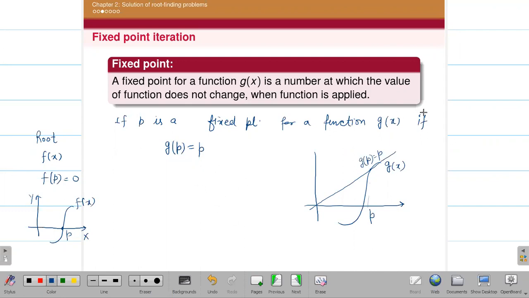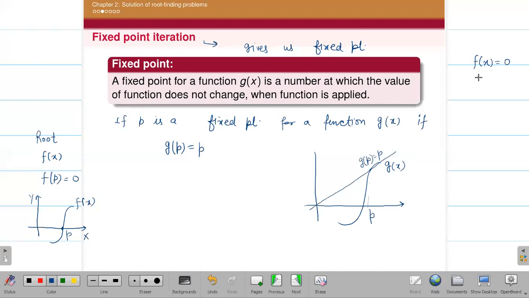Now the question is why we are doing fixed point iteration in root finding problems. Fixed point iteration will give you the fixed point only. So how do we apply this in a root finding problem? Suppose you have a root finding problem, f of x equals 0. If the question is to find the root of this equation by using fixed point iteration, then what to do?